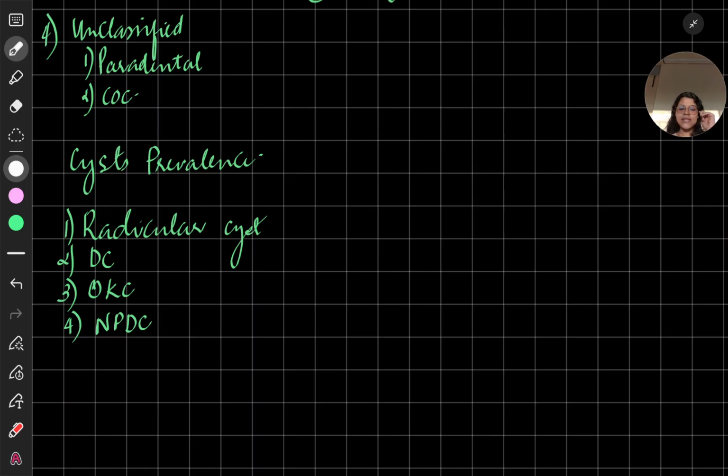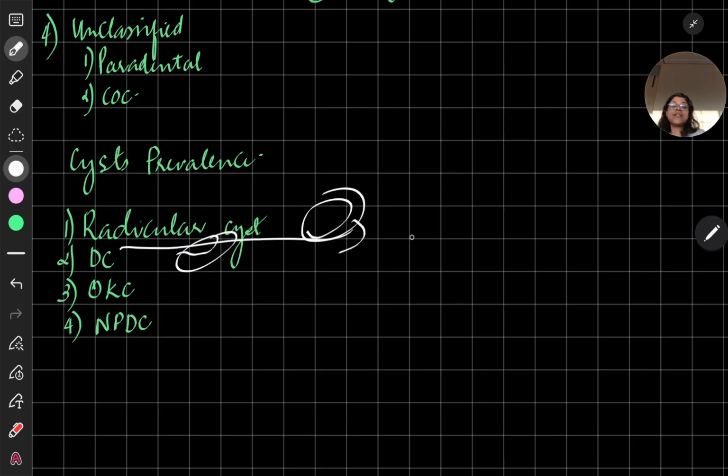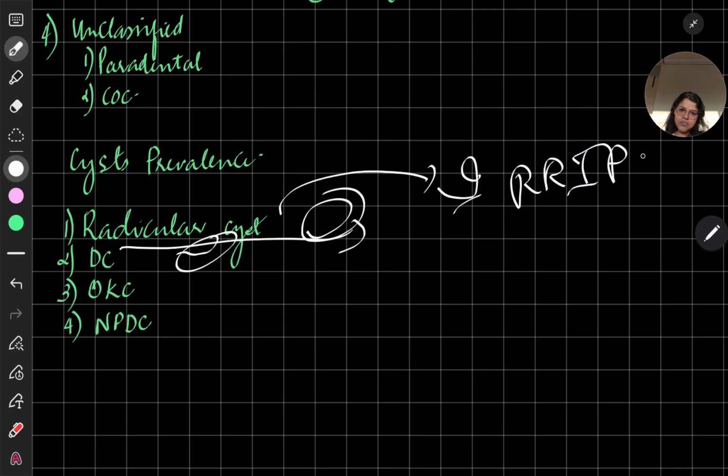If you talk about the cyst prevalence, the most common cyst is radicular cyst. Second is dentigerous, then is OKC, and then is nasopalatine duct cyst. This is the order, but you have to remember the first one to be radicular cyst and second to be dentigerous cyst. You have to remember dentigerous cyst to be the most common odontogenic cyst. Radicular cyst is not odontogenic. Radicular is inflammatory. Remember RRIP.